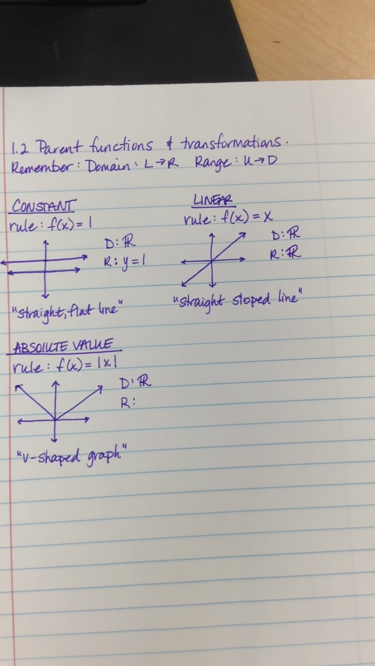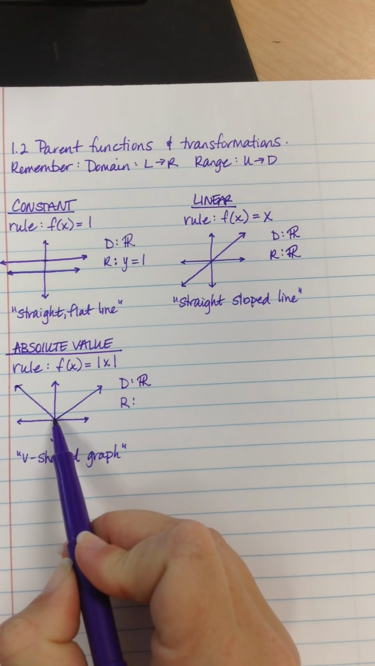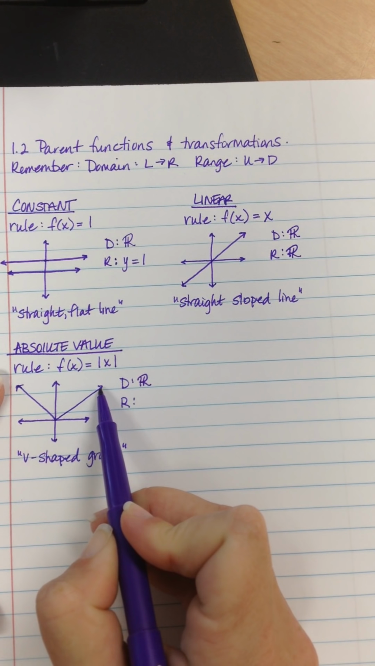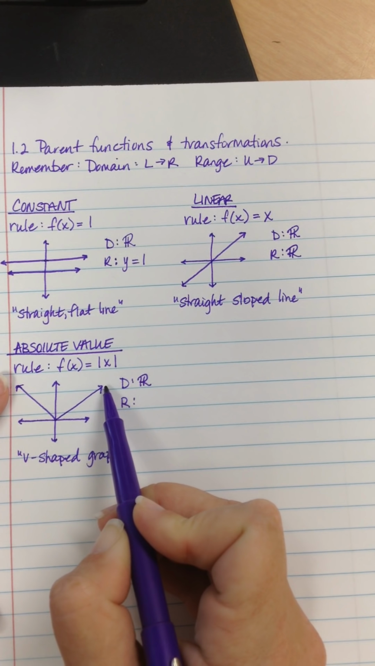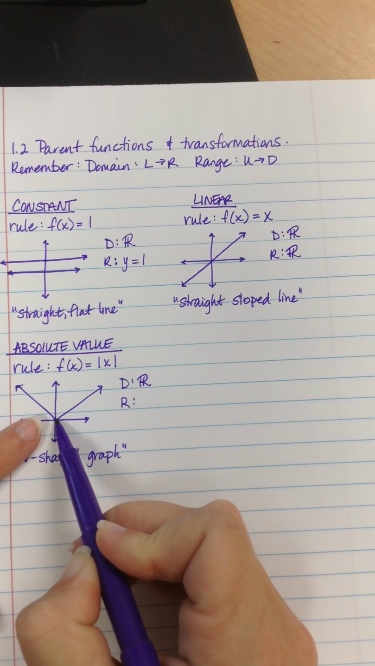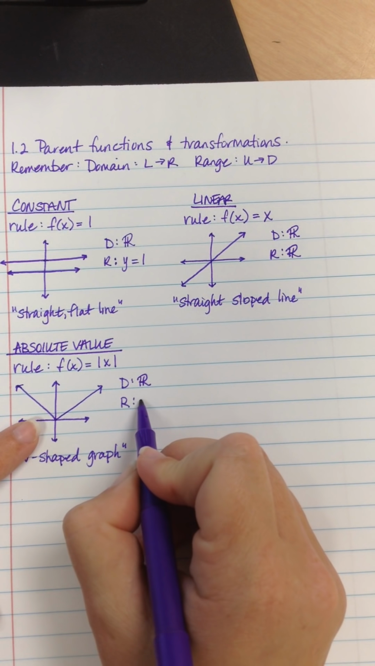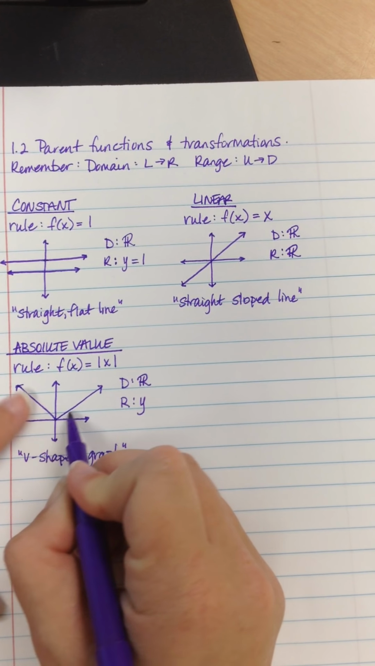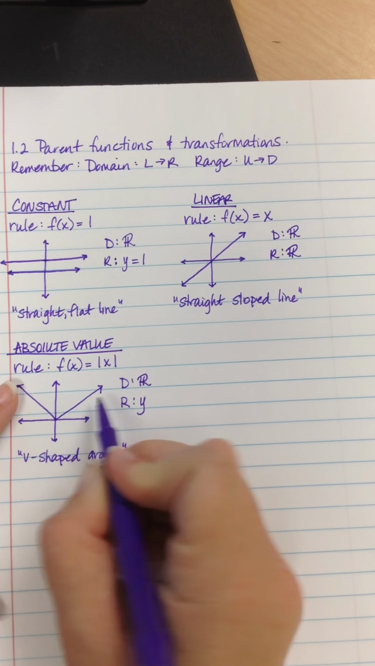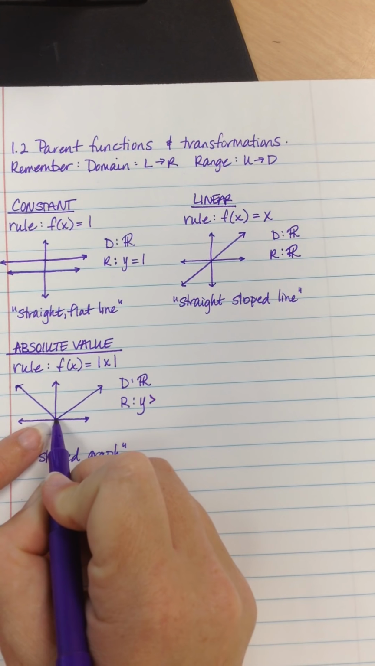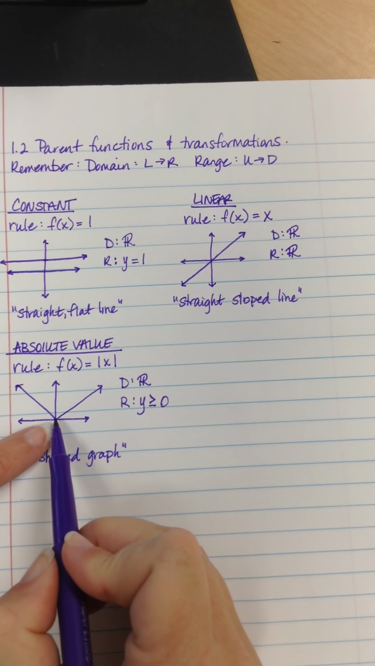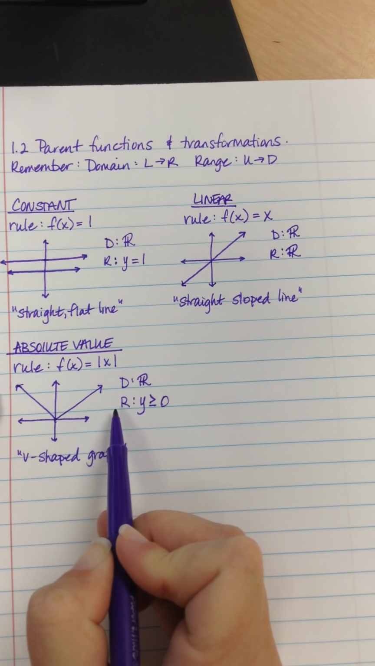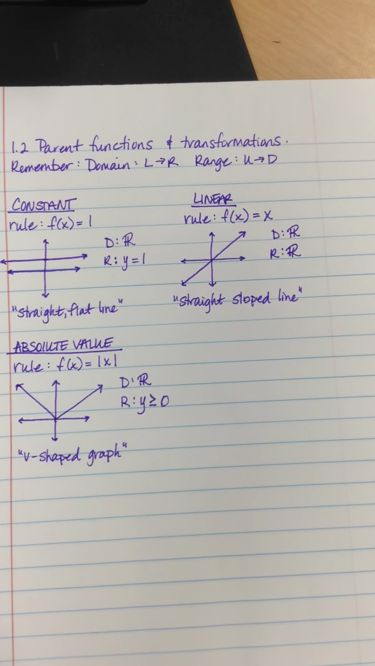Looking at the range, this is where we're going to look up and down. The graph goes up forever in both directions. Doesn't really matter. It's just going up, and it goes up forever. However, when we follow the graph back down, we notice that it stops right here at 0, and it never goes below 0. So range is your y value. The entire graph is greater than or equal to, because it touches, 0. The entire graph is above the point of 0. Range is y is greater than or equal to 0.